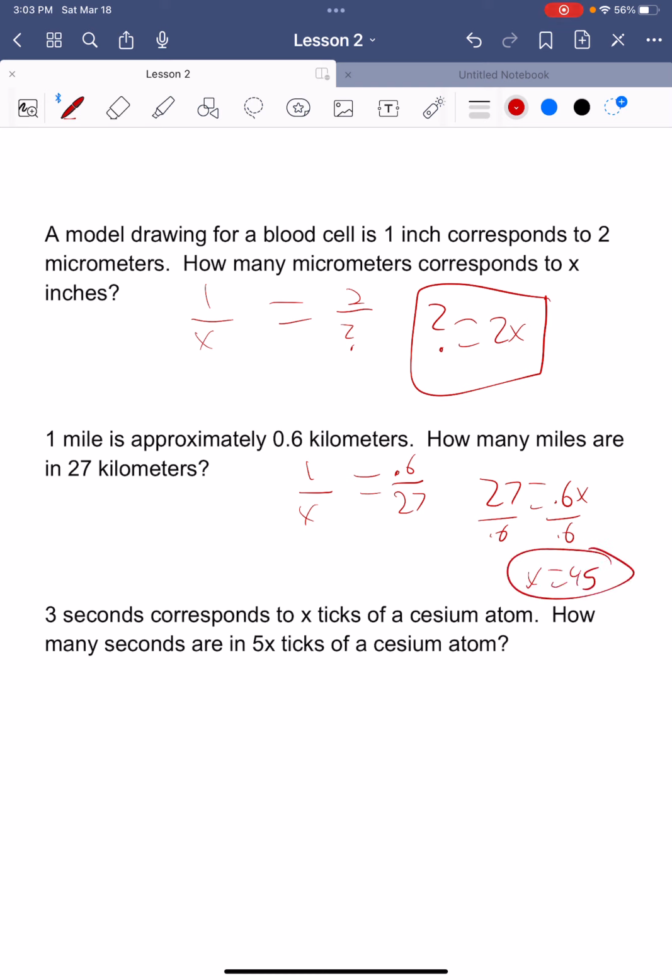3 seconds corresponds to x ticks of a cesium atom. How many seconds are in 5x ticks of a cesium atom? So let's create our fractions. We know 3 seconds over some number of seconds, we'll label that question mark, is equivalent to x ticks over 5x ticks. So 15x equals question mark times x. And if we divide both sides by x, we get question mark equals 15.